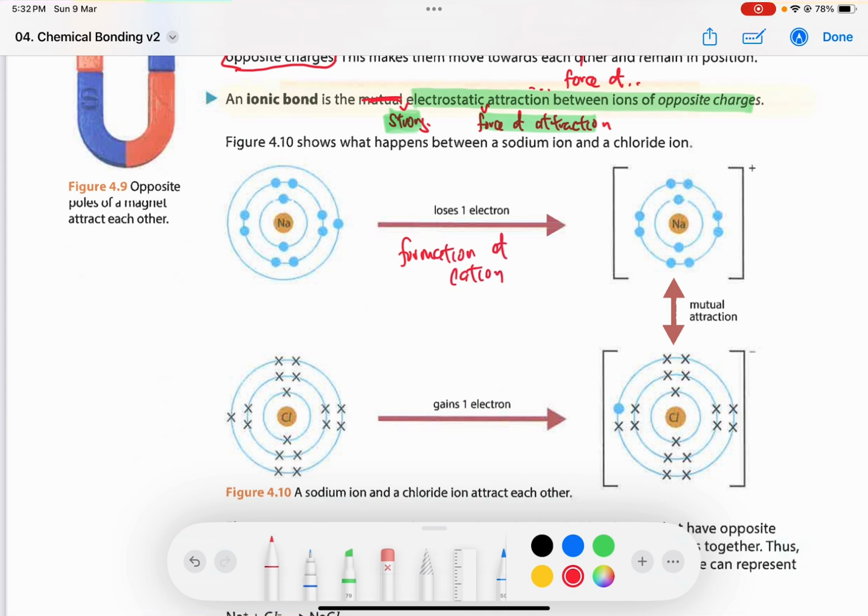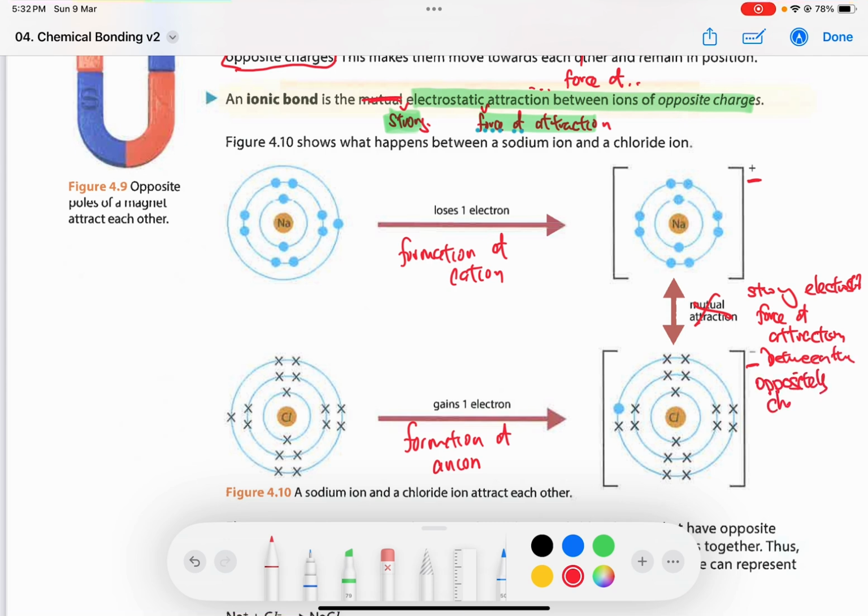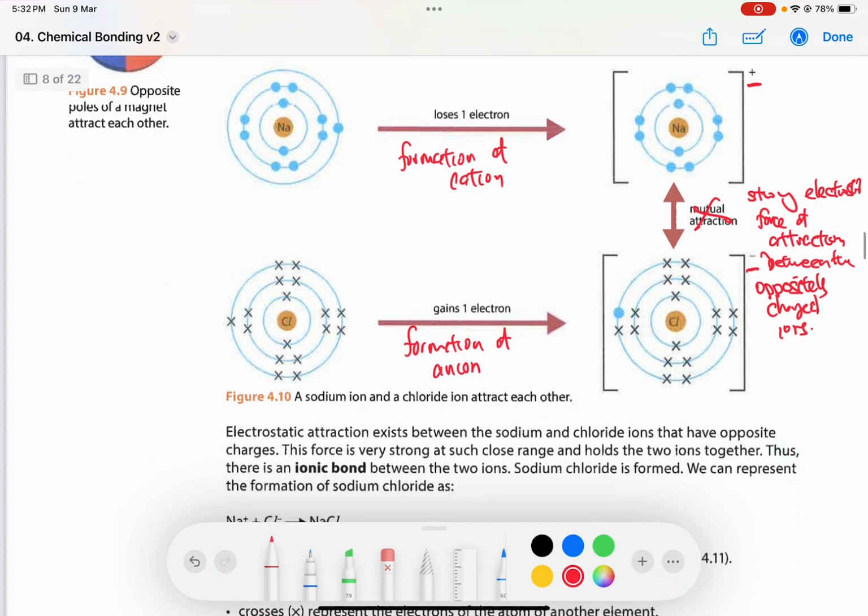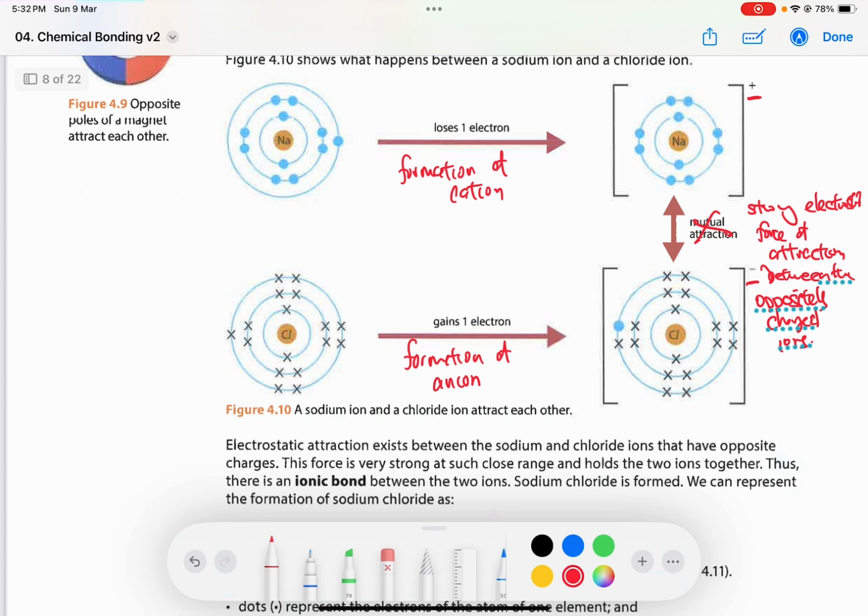Then at the bottom, you got the formation of anion. And when you have a cation and anion, because this is positive, this is negative, you have a mutual attraction. Let's cancel this word out. We will say that there's strong electrostatic force of attraction between the oppositely charged ions. Okay? So this is how your ionic bonding works.